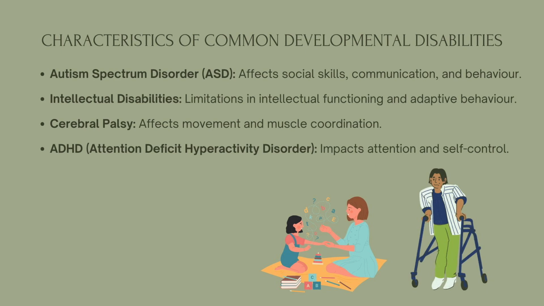When we look at some characteristics of common developmental disabilities, starting with autism spectrum disorder, this disorder can affect social skills, communication, and behavior. On the other hand, we have intellectual disabilities, which limit intellectual functioning and adaptive behavior, cerebral palsy, which can affect movement and muscle coordination, and ADHD, so attention deficit hyperactivity disorder, which can impact attention and self-control.